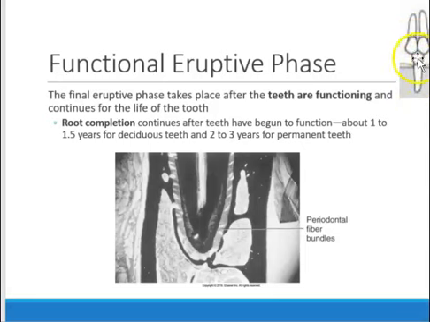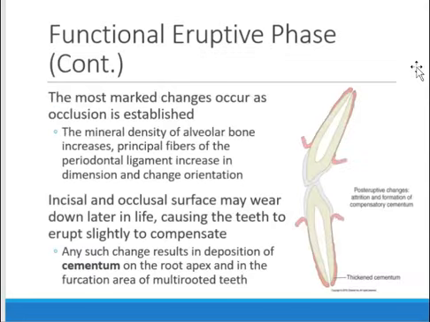And it functions once the tooth hits the opposing tooth. That's when the teeth are considered functioning. Now, when we're looking at the functional eruptive phase, remember, we want occlusion to be established. What that means is we want the meeting of the two teeth, the opposing tooth and the tooth below. They need to meet. That's when you get occlusion.